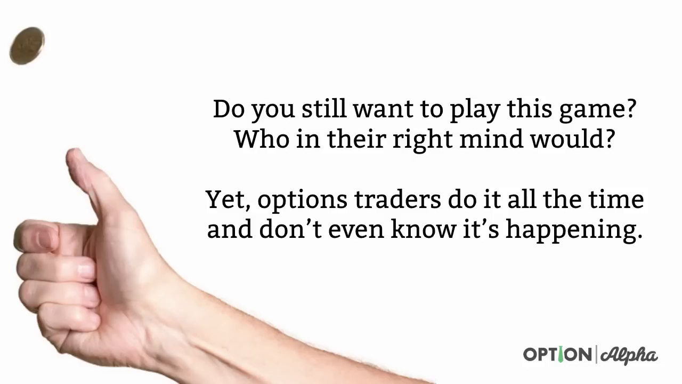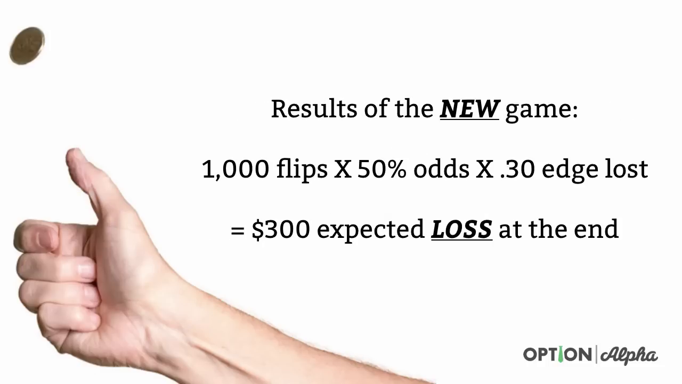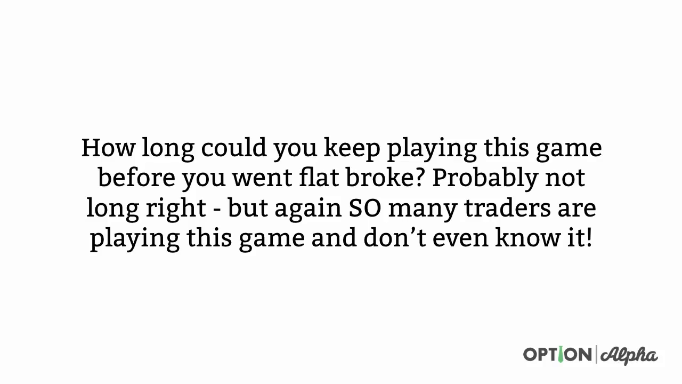So do you still want to play this game? I mean, who in their right mind would? Yet options traders do this all the time and don't even know it's happening. So the results of the new game would be 1,000 flips times the odds of winning 50% times the 30-cent edge that is lost in the game purely out of pricing, which means that at the end of 1,000 flips, you're going to have a $300 expected loss at the end of the game. So again, how long could you keep playing this game before you went flat broke? Probably not long, right? But again, so many traders are playing this game and don't even know it.